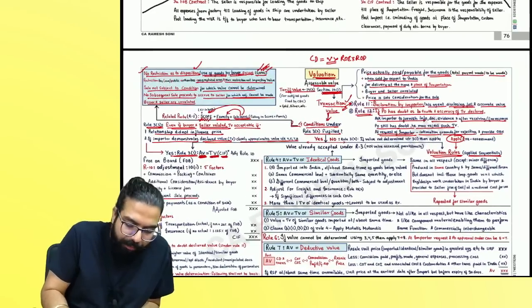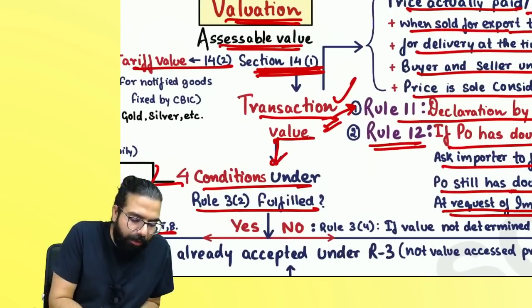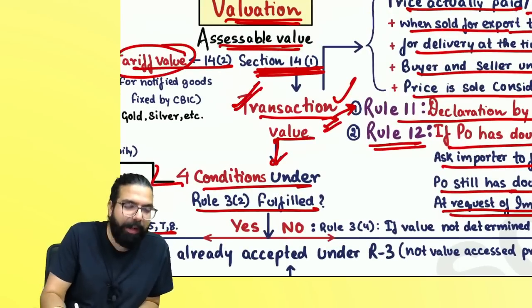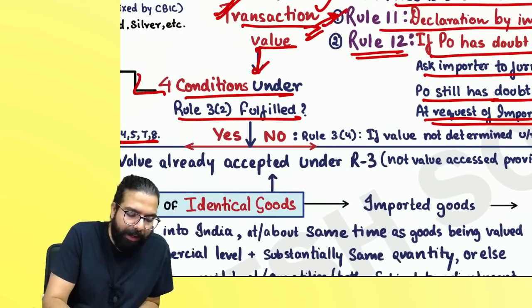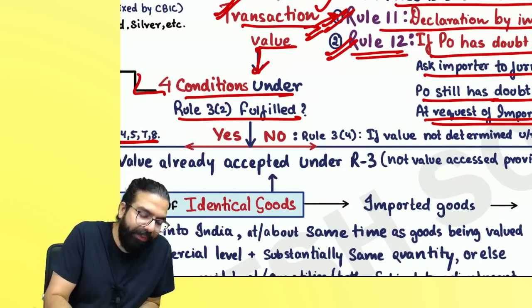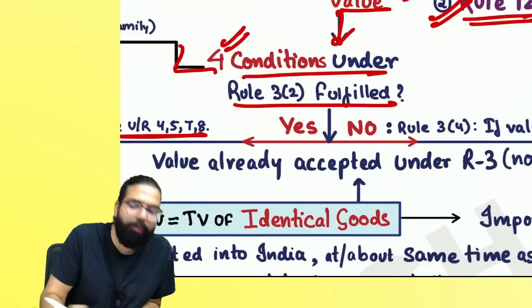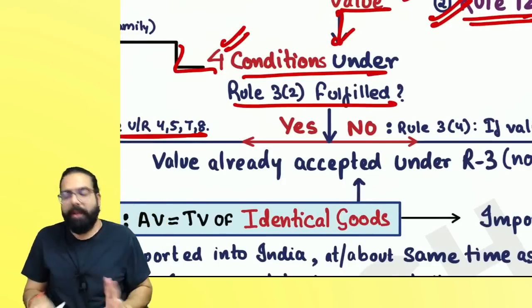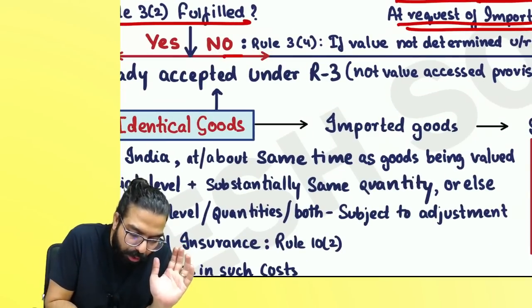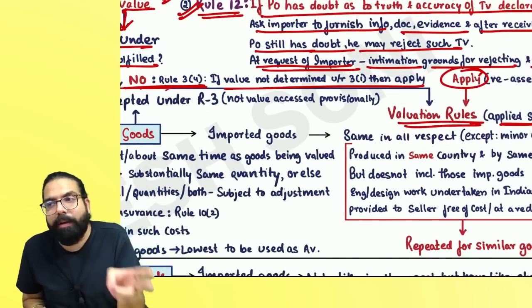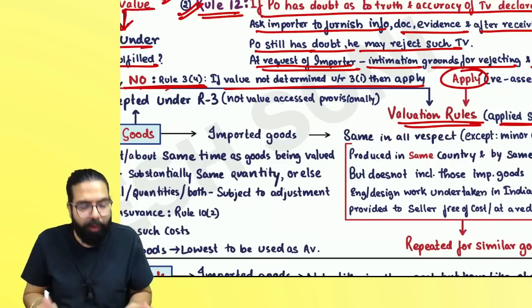Now listen to me very carefully. One was the tariff value. If tariff value is not there in your case, then transaction value will come. You made a declaration. If the officer did not accept your declaration, then the valuation rules will come. If the officer accepted your declaration, but of the four conditions, you did not fulfill any one, then also rule 3.4 says, if value cannot be determined under 3.1, meaning your transaction value is not accepted, then the valuation rules will come over here.